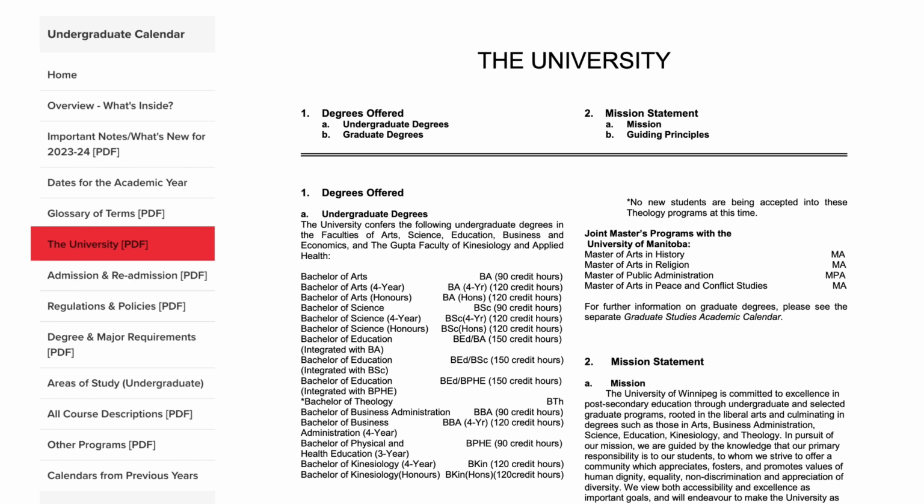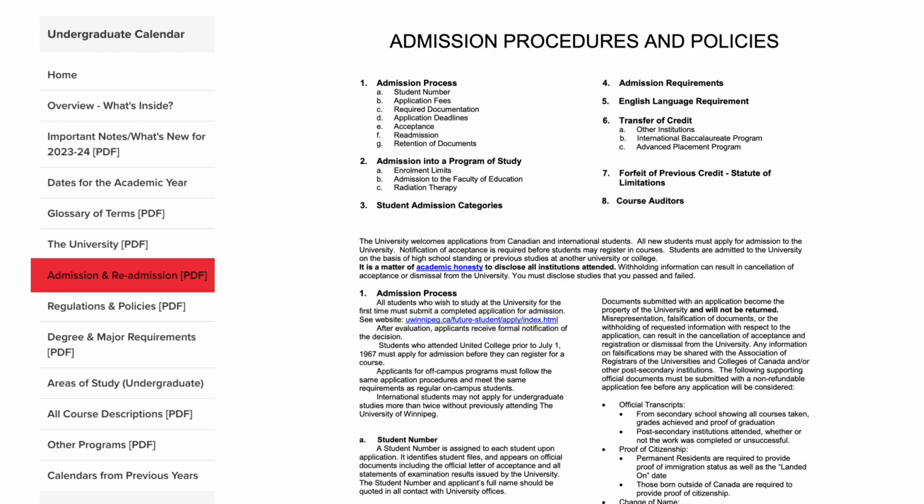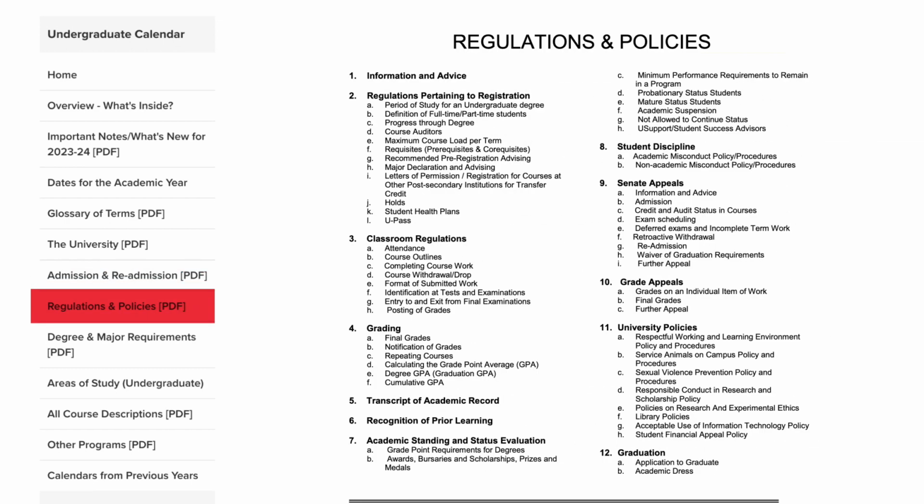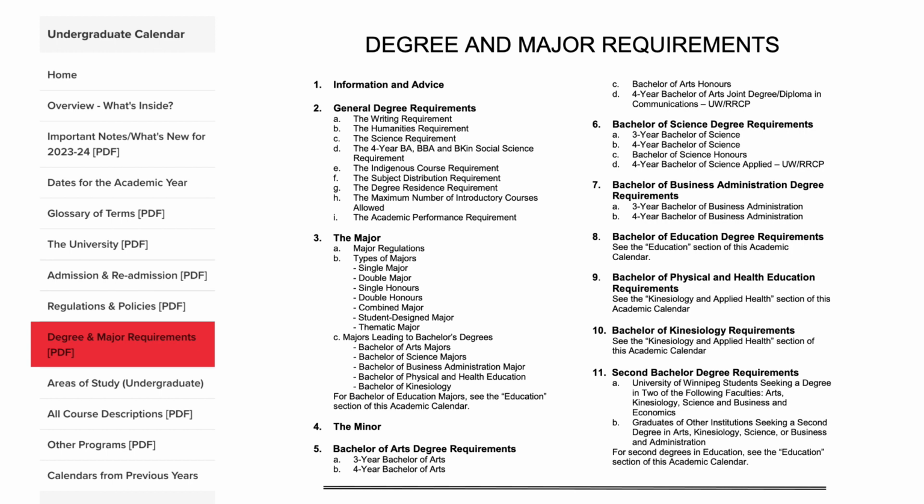Admission procedures and policies, which includes information on admission categories, requirements, and transfer and forfeit of credit information. Regulations and policies, which outlines the general rules and regulations of the university, including those related to the academic performance standards, grading policies, and the appeals process. And degree and major requirements, which outlines the general degree requirements, major and minor regulations, requirements for each degree, as well as requirements for second bachelor's degrees.